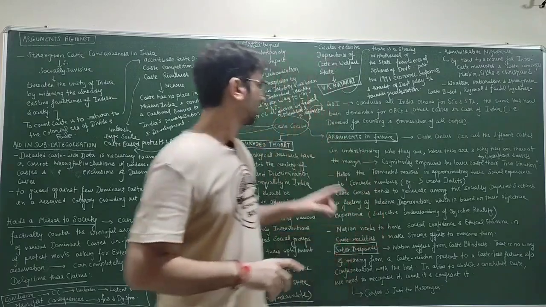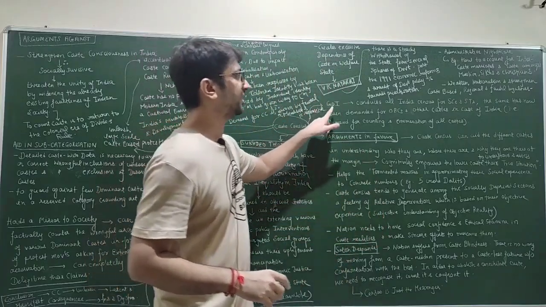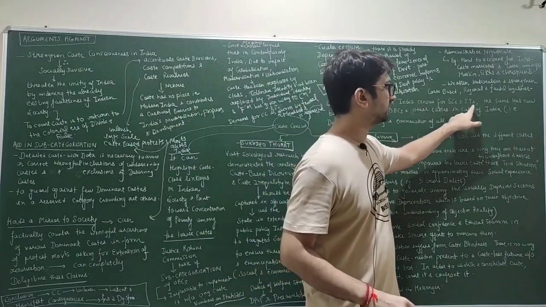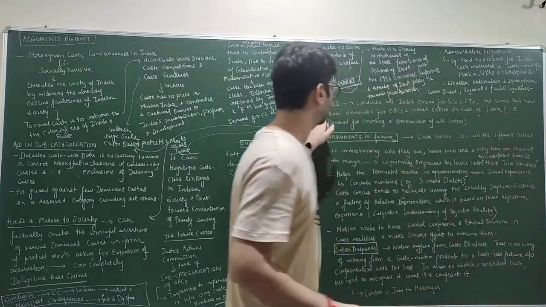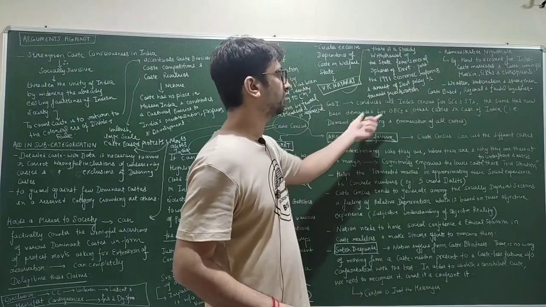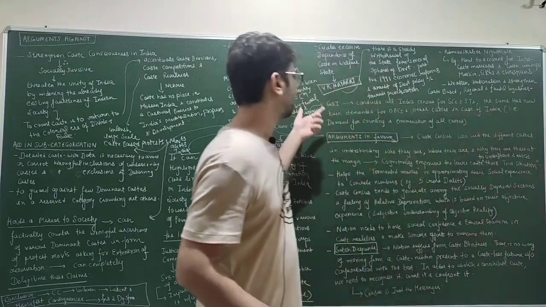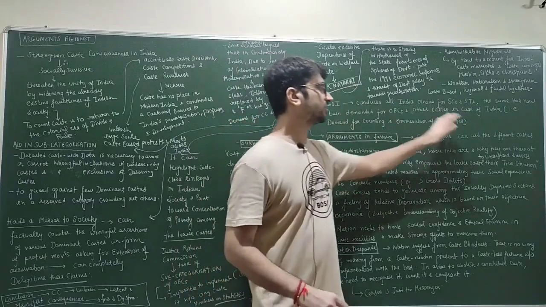So the government of India conducts an all India census for scheduled castes and scheduled tribes. The same has now been demanded and advocated for OBCs and other castes in case of India. That is, there is a demand for counting and enumeration of all castes.